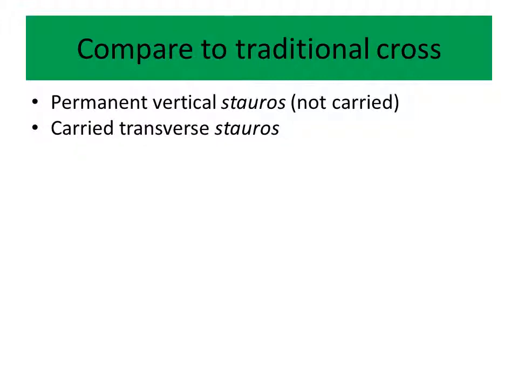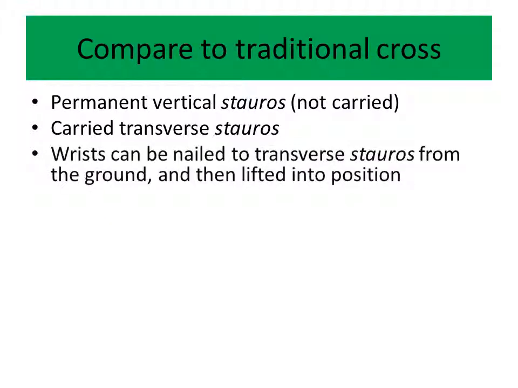What they would do then, if you had that, is that you carry the transverse stauros, basically the horizontal beam. Carry that through the thing, let people know that you were being executed. The wrist could be nailed to the transverse beam from the ground. Just hold it down, nail it in there, and then you lift them into position.